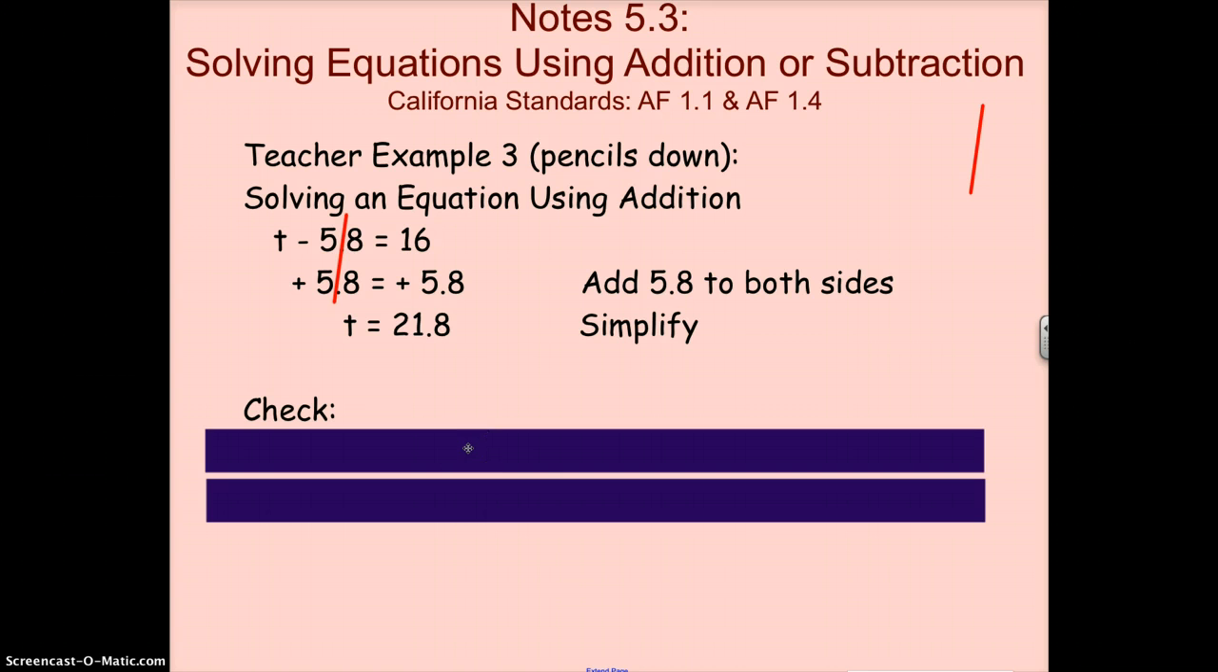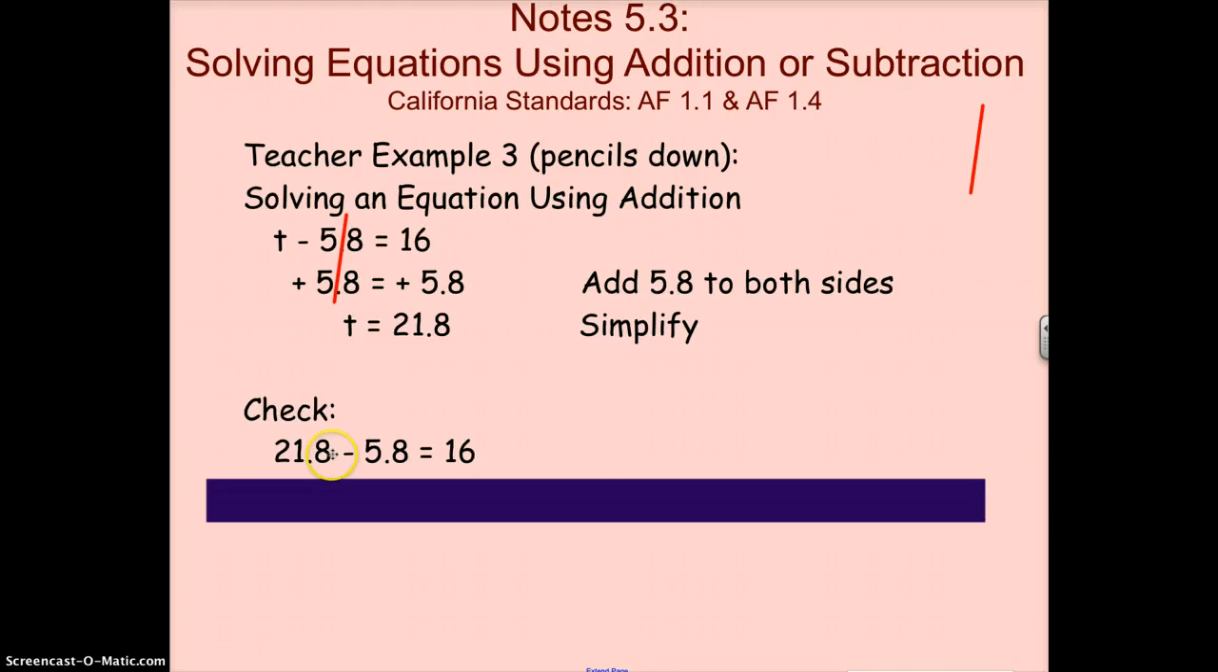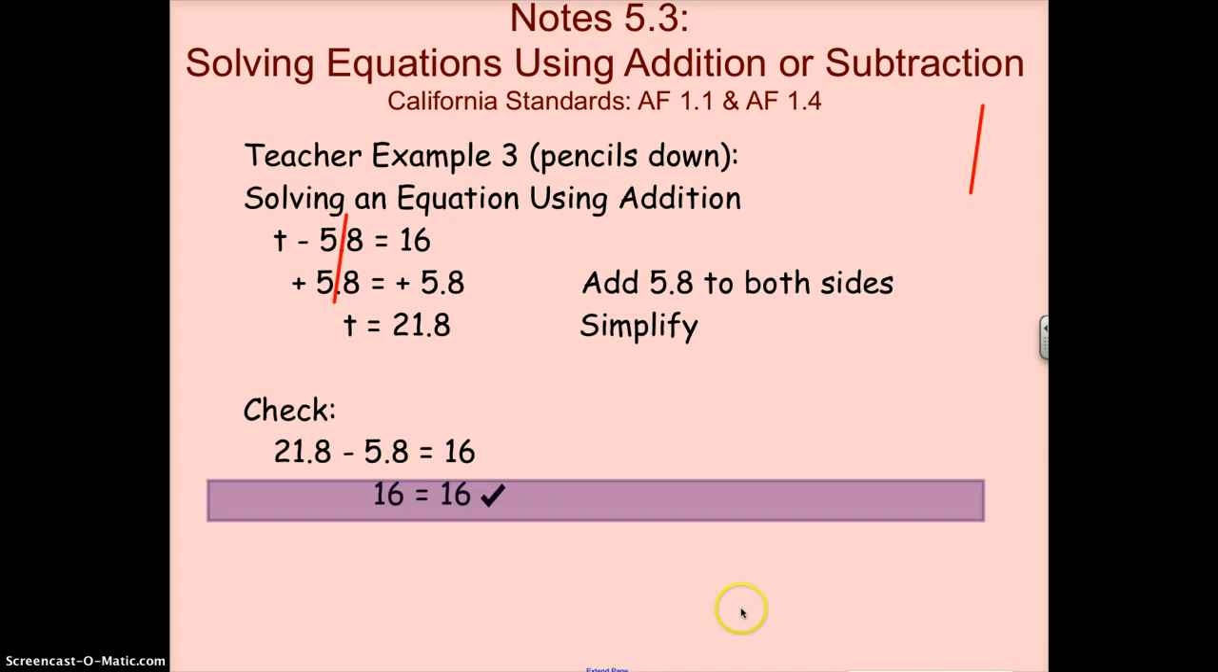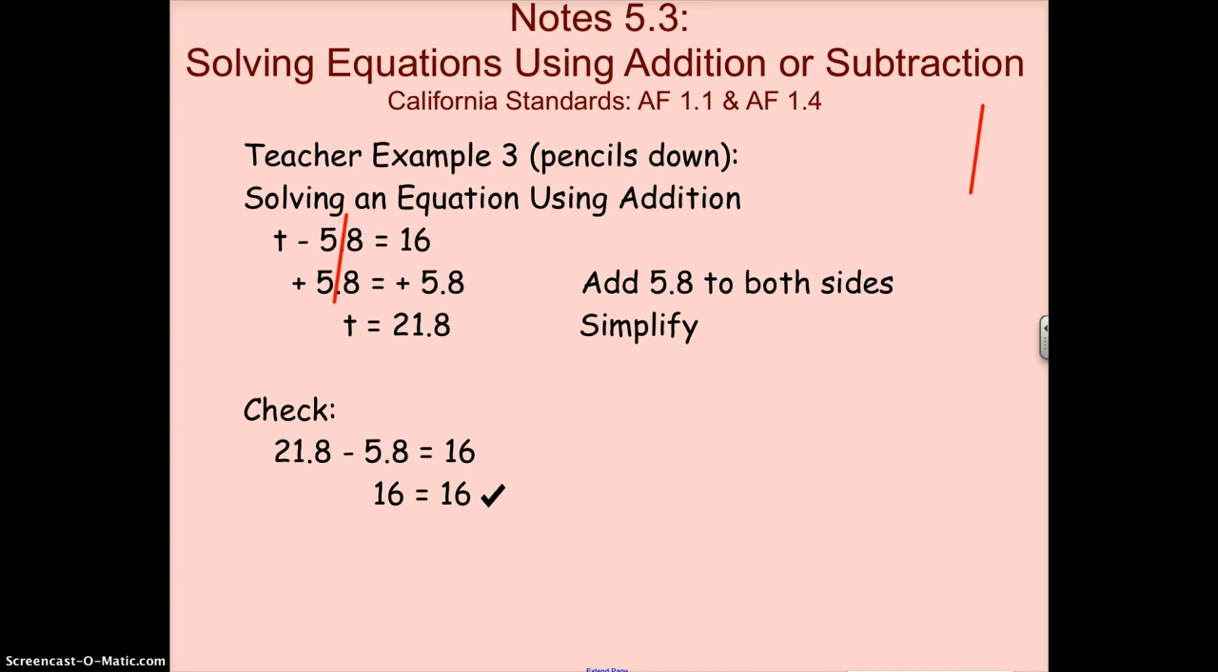When I check my work, I replace t with 21 8/10. I subtract 8 minus 8 is 0. 21 minus 5 is 16, and it does check out.